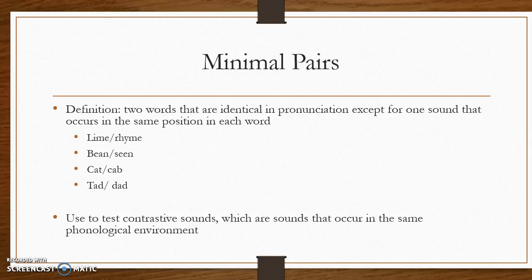A minimal pair is two words that are identical in pronunciation except for one sound that occurs in the same position in each word. So, lime, rhyme, bean, scene, cat, cab, tad, dad. We use these minimal pairs to test contrastive sounds, so we can figure out whether a sound is contrastive in a language or if it's complementary in a language.